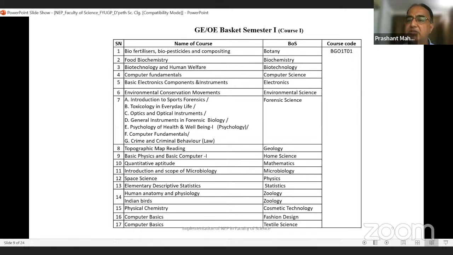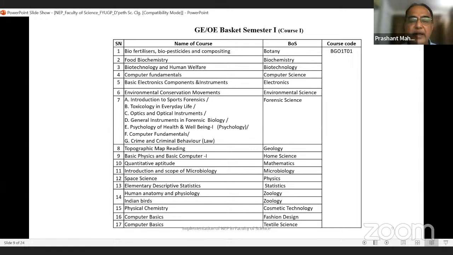And we have fixed this not only in open electives, we have even fixed this in the skill enhancement courses also. So this is course 1, topographic map reading. All these courses which we have taken definitely do not attract hands-on training or practicals, but the type of courses are very novel, like crime and criminal behavior, toxicology in everyday life.